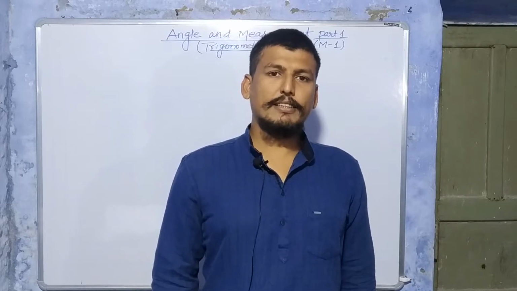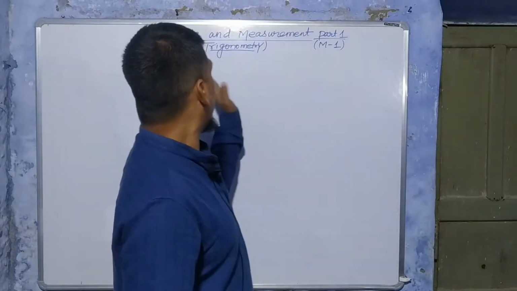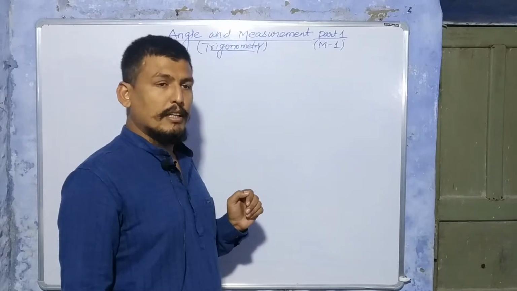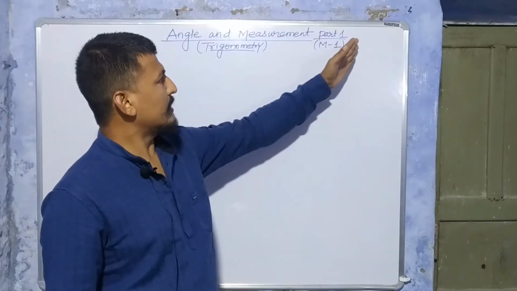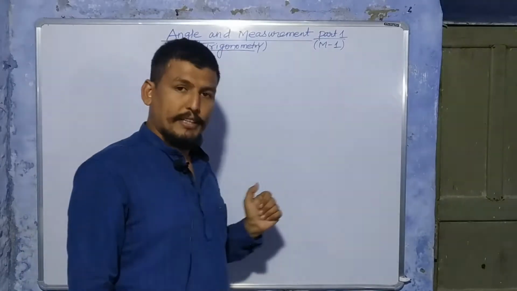Today we will start trigonometry and here is the first chapter, angle and measurement. This is the first lesson from Mathematics 1, part 1. This is the first lecture and we have started our trigonometry, right?